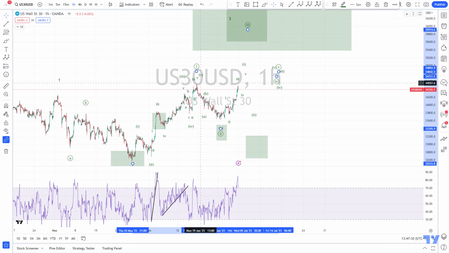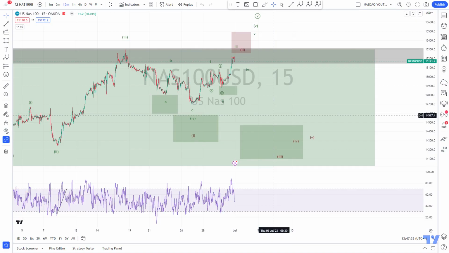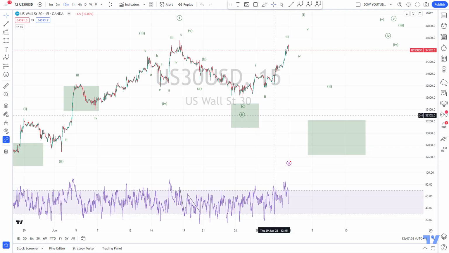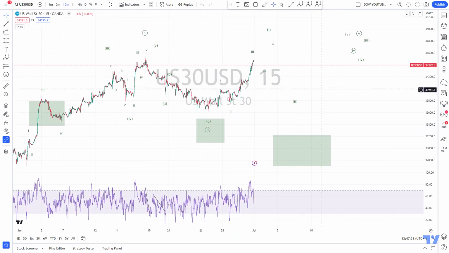If we do not take out this high, just like for the NASDAQ, let me zoom in to the 15-minute. Just like for the NASDAQ, it might be that this is a wave 2 to the upside, so that we are completed here. So a complete structure here, that we were doing wave 1 to the downside, wave 2 to the upside, and that we move down again from here.